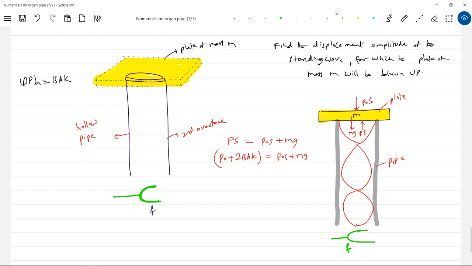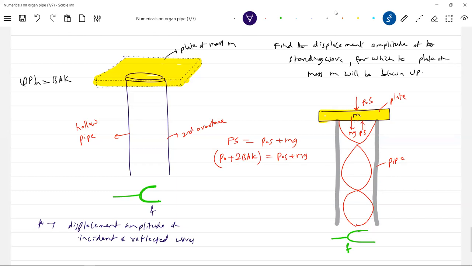What is A? We'll write things clearly. Displacement amplitude of incident and reflected waves. 2A will become the amplitude of standing wave. So into S, P naught S gets cancelled. So 2BAkS is equal to mg. So that 2A is what is being asked.